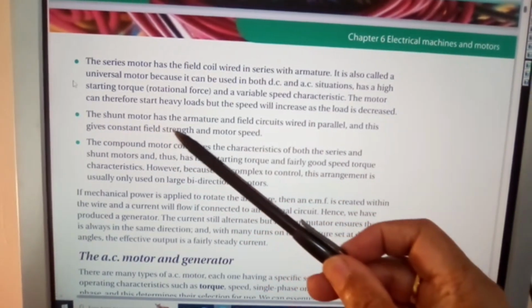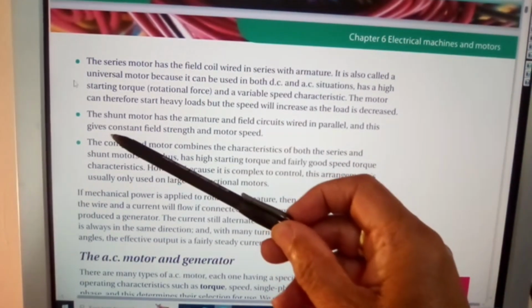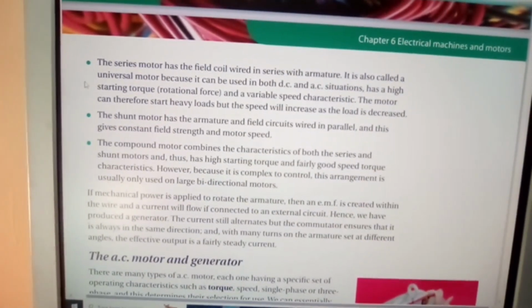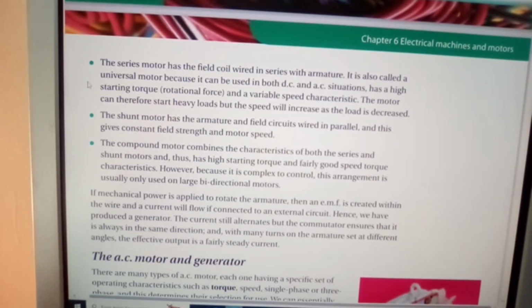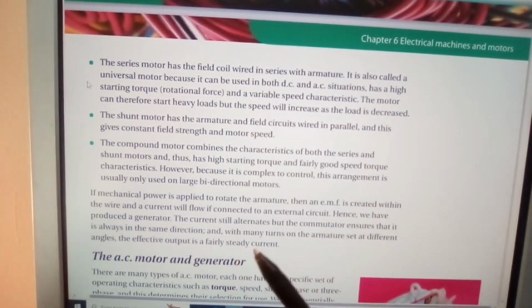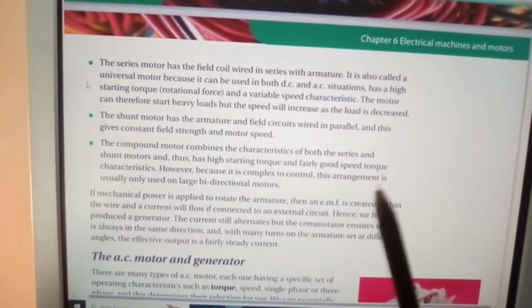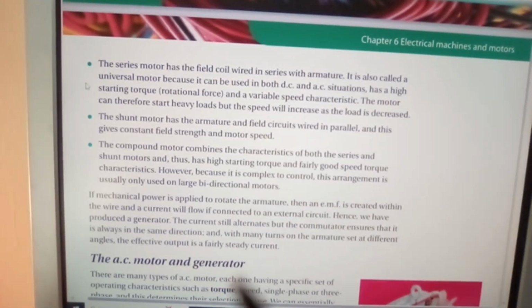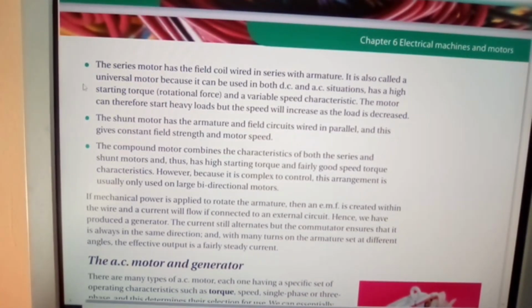The shunt motor has the armature and field circuits wired in parallel, and this gives constant field strength and motor speed. Now, obviously some of these motors will be good for a conveyor system, but you'll need to determine what sort of conveyor system you're driving, whether it's going to be a heavy load, whether it's going to be carrying a car body or parts only. So again, you need to determine what motors to be considering in use for those situations.